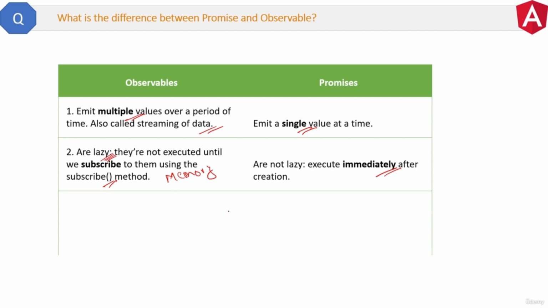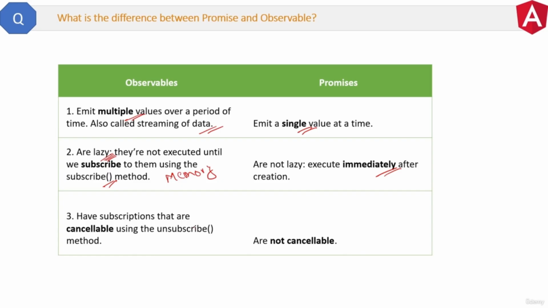Now the next difference is observables have subscriptions that are cancelable using the unsubscribe method. So a component can cancel the subscription of data sent by the observable. Whereas in promises there is no such cancelable thing. So promises are not cancelable. So these are the main differences. We will see them in detail when we code it.